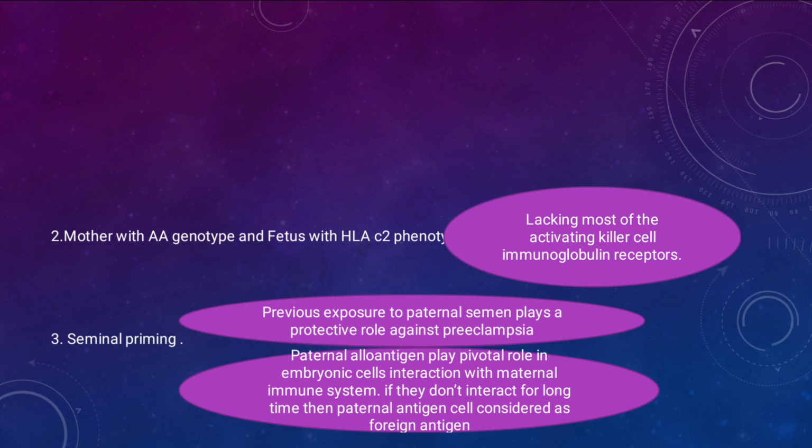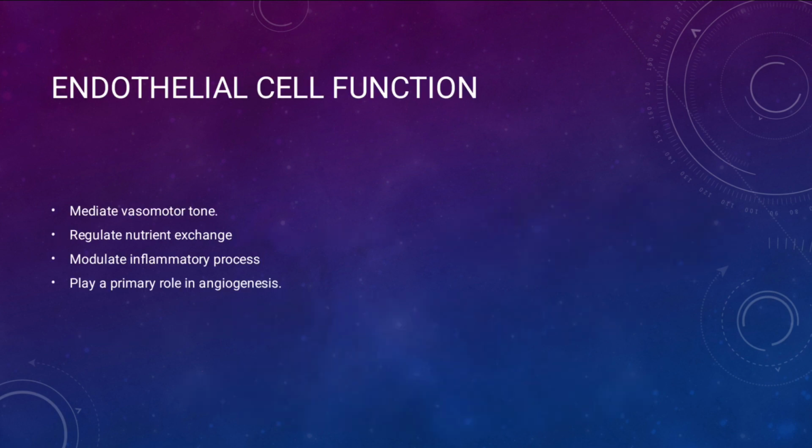And the seminal finding: previous exposure to paternal semen plays a protective role against preeclampsia. Paternal alloantigen plays a role in the embryonic cell interaction with maternal immunity. If they don't interact for a long time, then the fetal antigen can be considered a foreign antigen.